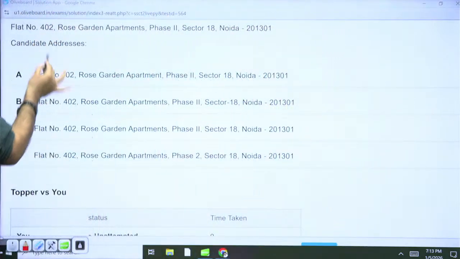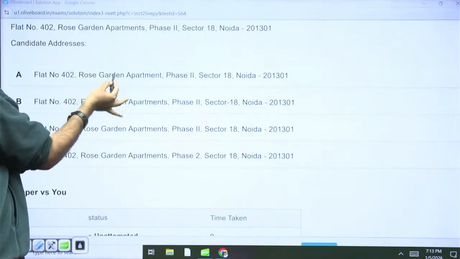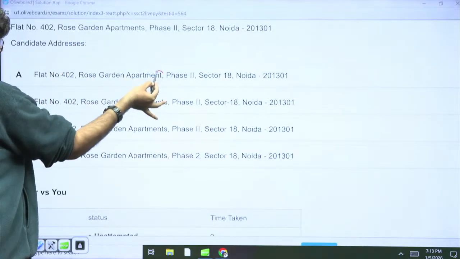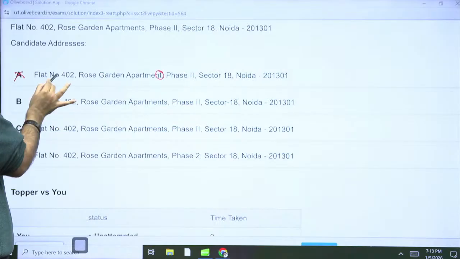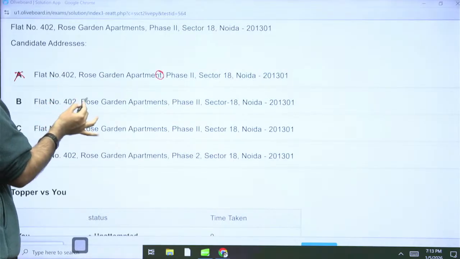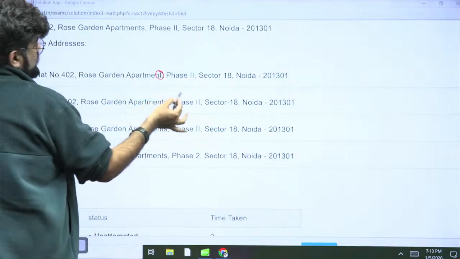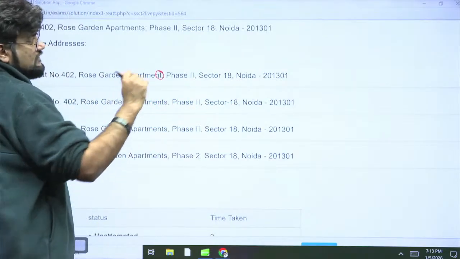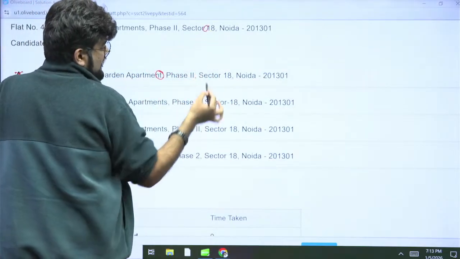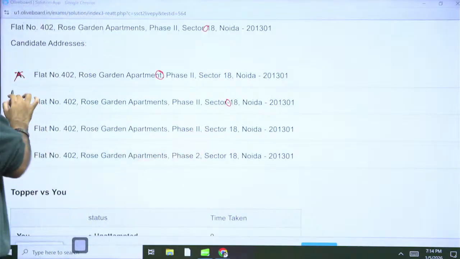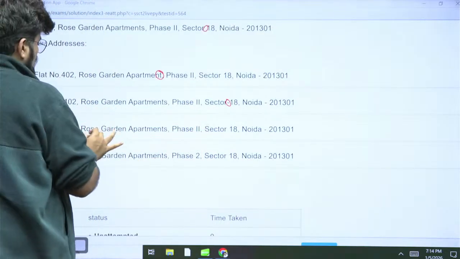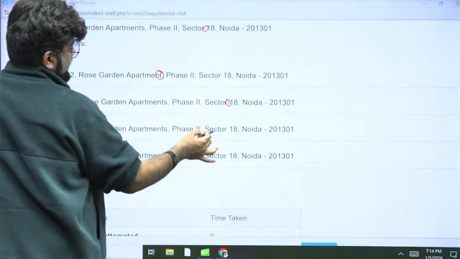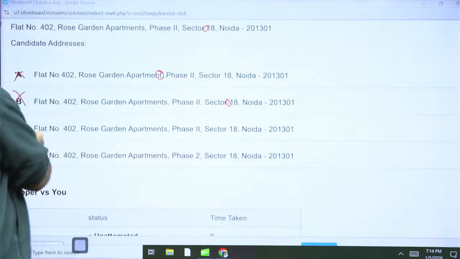So flat number 402. Okay. Rose Garden Apartment, not Apartments. So this is gone. Flat number 402. Okay. Also here the dot is missing. Anyways, Rose Garden Apartments Phase 2 Sector 18. You will miss this, but there is no hyphen between Sector and 18, whereas there is a hyphen here. Because of formatting, this will also be rejected. Flat number 402 Rose Garden Apartments Phase 2 Sector 18 Noida 201301. This is the exact answer, so option C.